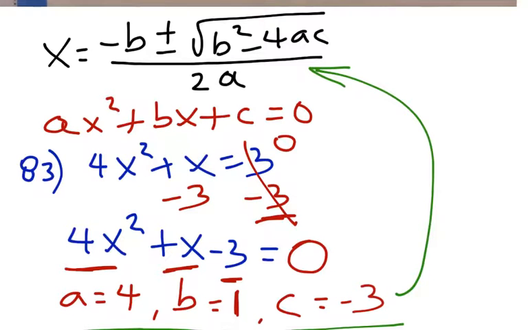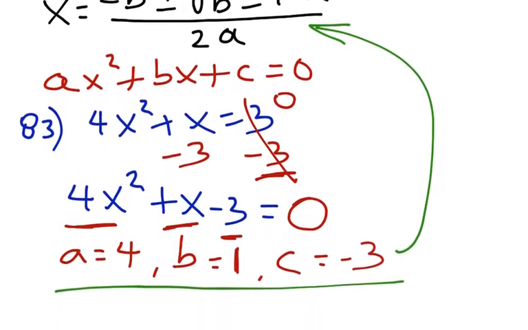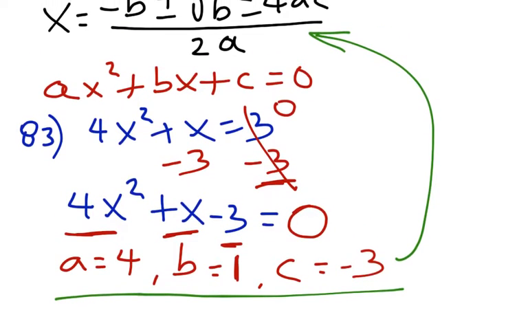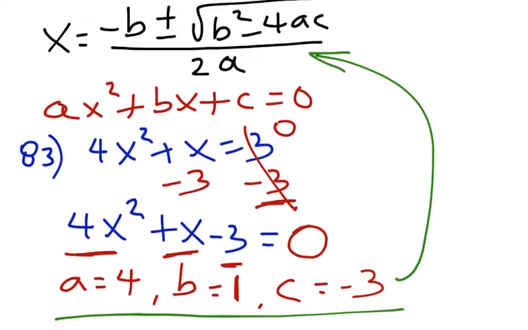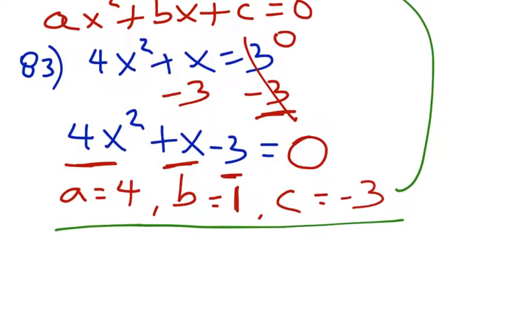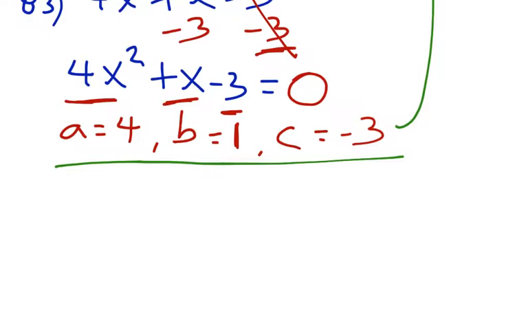So what I'm going to do is negative b plus or minus b squared minus 4ac. Let me write it on the side really small. X equals negative b plus or minus b squared.